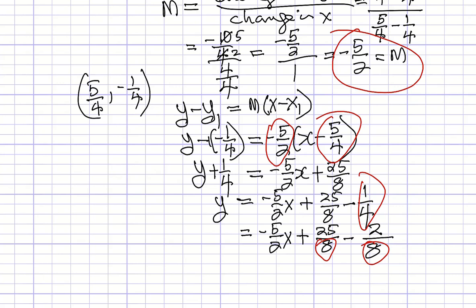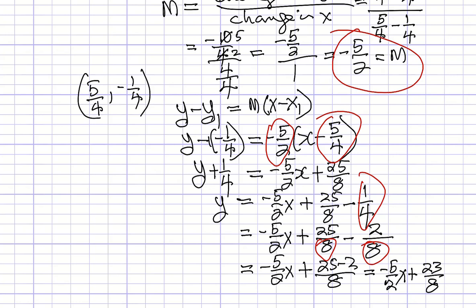Basically we get minus 5 over 2x plus, you simplify that, it's like 25 minus 2. Sometimes I omit steps because it's too much writing. That's all you're doing there. Then you get minus 5 over 2x plus 23 over 8. We're done.